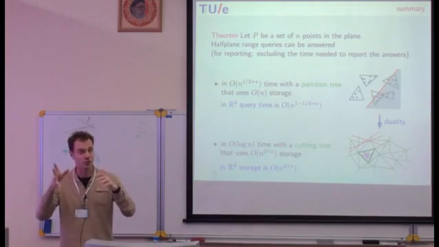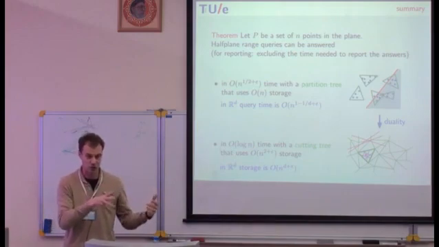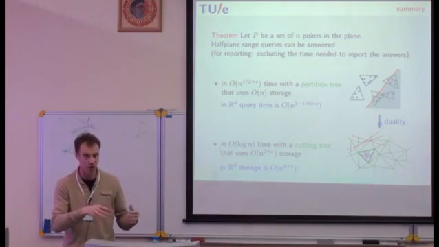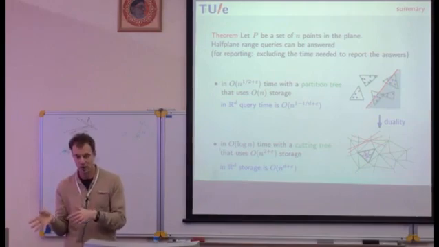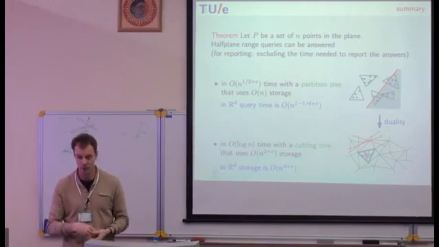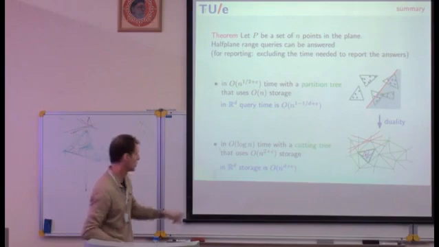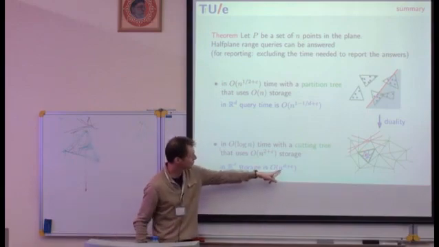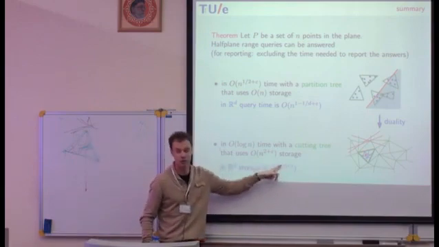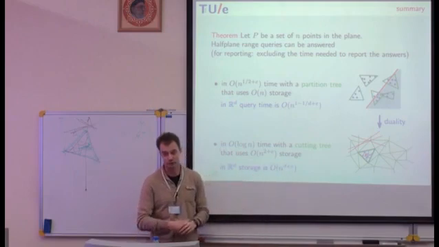But the number of simplices in the cutting, so for 2D we had r squared, now you get r to the power d, and as a result the storage goes up from n to the 2 plus epsilon to n to the power d plus epsilon.